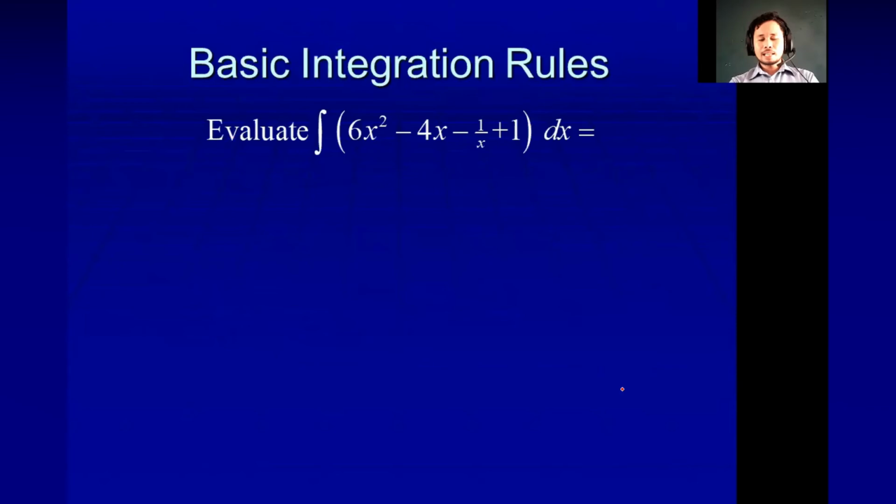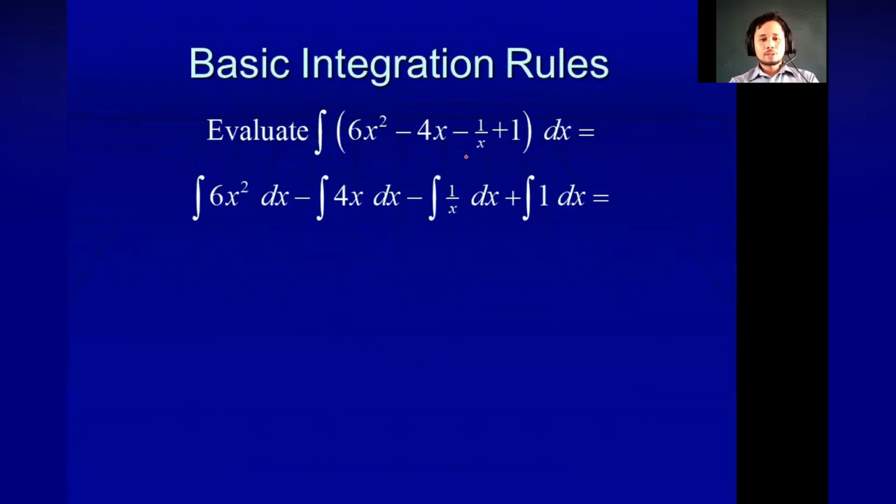So now let us apply here the sum and difference rule in evaluating this. Evaluate, find the integral of 6x squared minus 4x minus 1 over x plus 1 dx. So all we need to do is to get the antiderivative of all the terms. Now, we have 4 terms here.